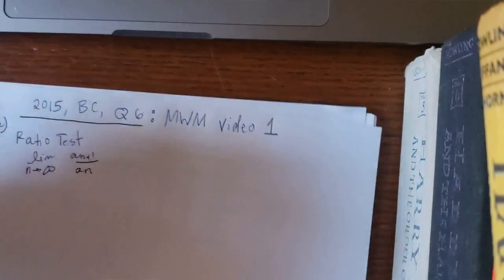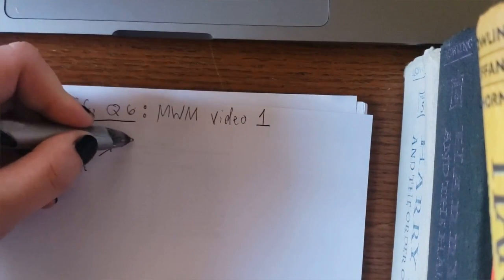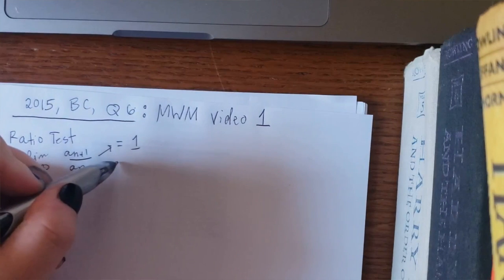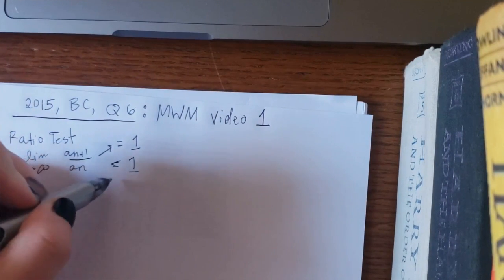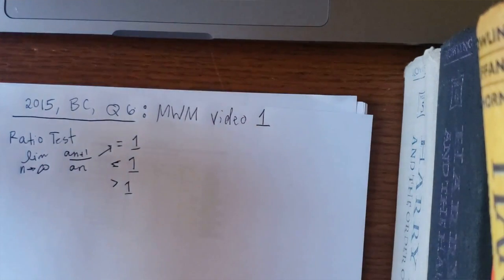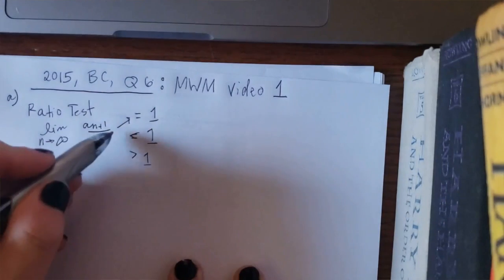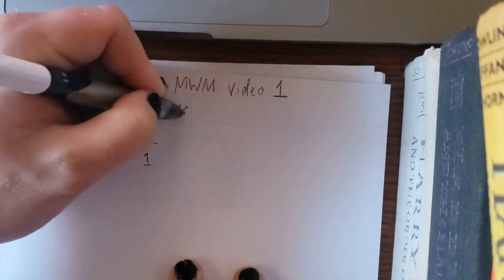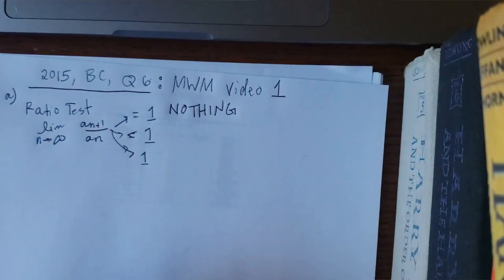We have 3 outcomes. We have the limit equals 1, and remember it's the ratio test because we're taking the ratio of the consecutive terms. We have less than 1, and we have greater than 1. If our ratio test tells us that our limit is equal to 1, we know nothing. This is not helpful. This doesn't tell us anything.